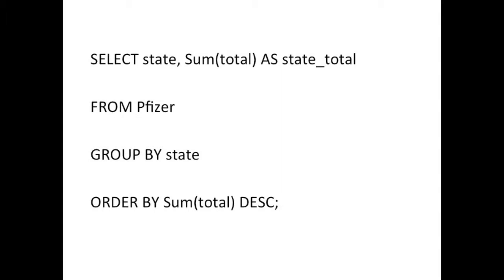Begins with a select statement as before, select state, comma. Gets a bit more complicated after that. We want the sum of the total. And then the as state underscore total, that just gives a new heading for the relevant column in the results. It has a from, Pfizer, as before, defining the table that those fields come from. The group by statement comes next. It's group by state. And finally, once again, a sort, order it by the sum of the total in descending order, DESC, semicolon.